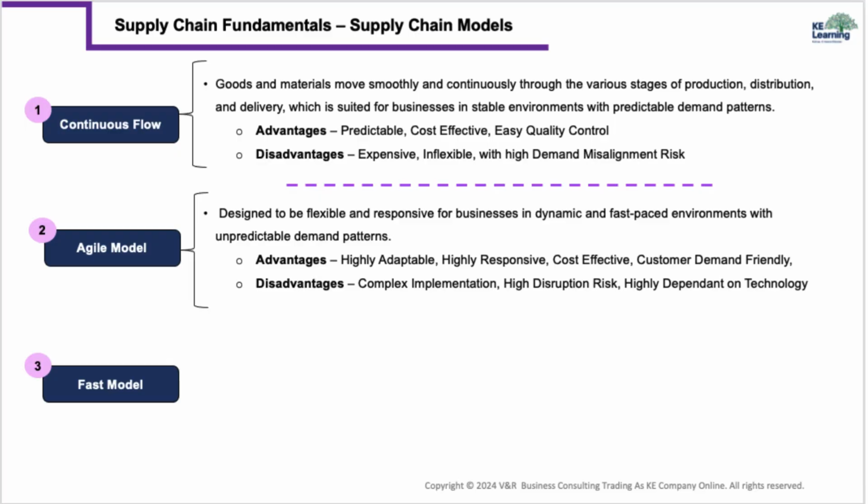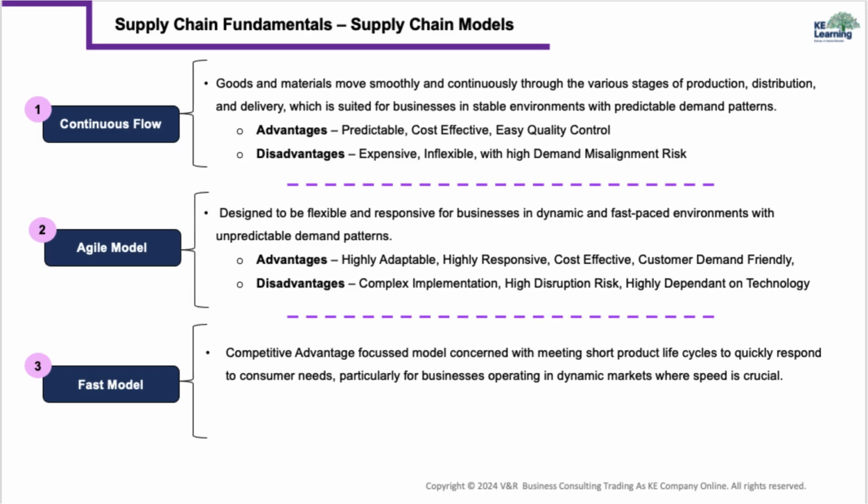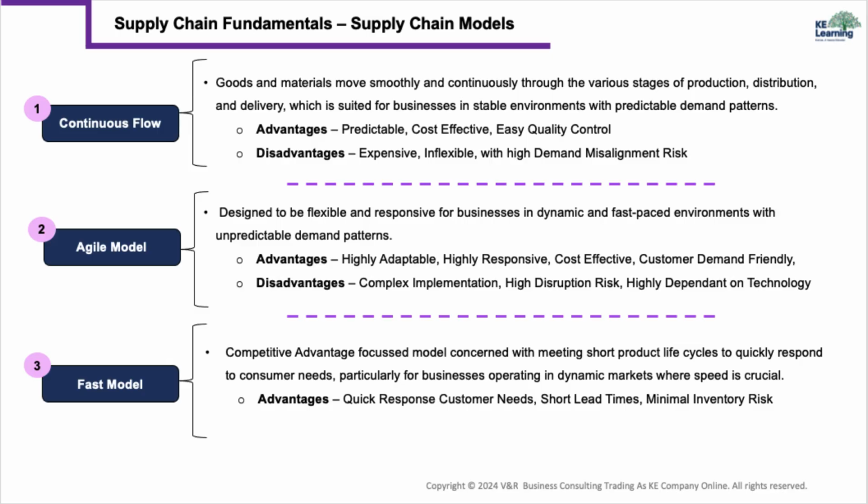We move on to the fast supply chain model, which is similar to the Agile model, in that it is also designed to be highly responsive, prioritizing speed in delivering products to market, with the ultimate objective of getting products into the hands of consumers as quickly as possible. It primarily focuses on minimizing lead times, from production to delivery, in order to capitalize on opportunities in fast-moving markets, by reacting swiftly to market trends and consumer demands.